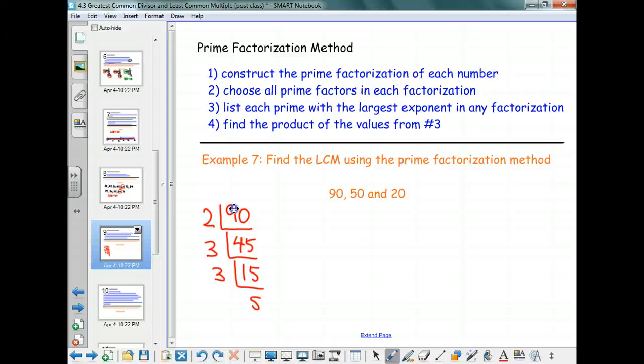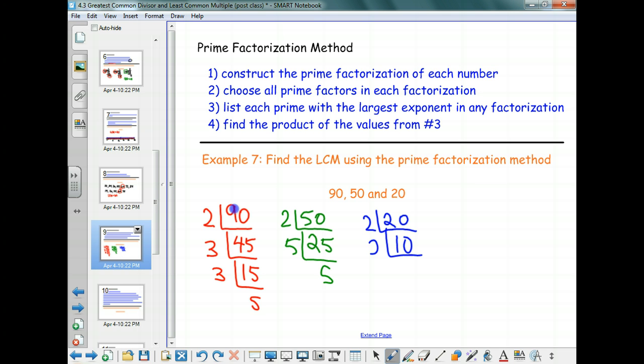Yes. All right, let's do 50 now. Smallest thing that divides 50. 2, smallest prime anyway. And then I get 25. And then 5 and 5. Good. Now let's do 20. Smallest prime that divides 20. 2 and I get? Okay.